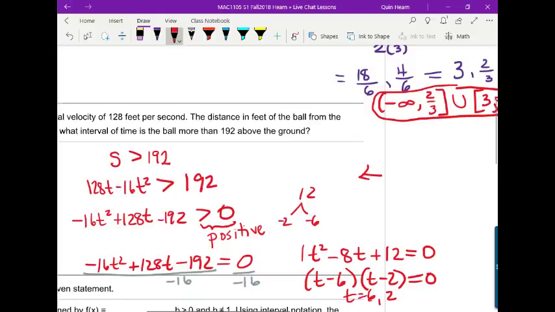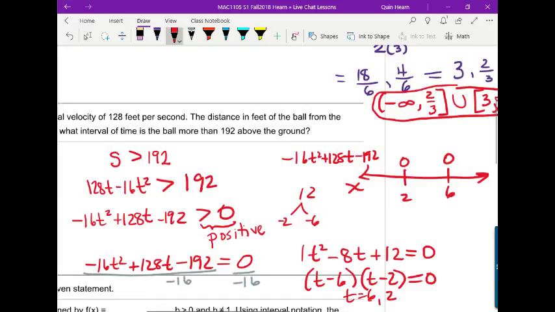So I'm going to come back up here and draw a number line. X values on the bottom, and the values of the expression, or the function, I don't want to say that because we've changed the function: negative 16t squared plus 128t minus 192. So we want to know where those values are positive. So I'm going to plot 2 and 6. That's what makes the expression equal 0.